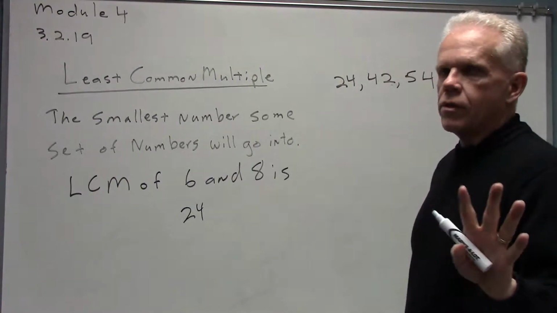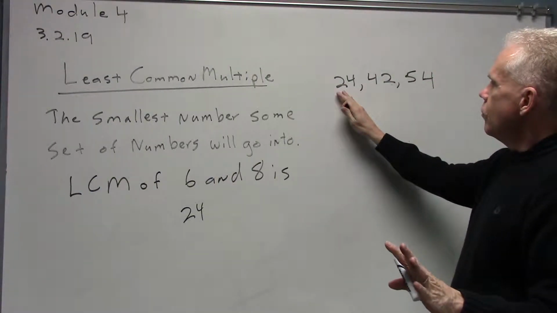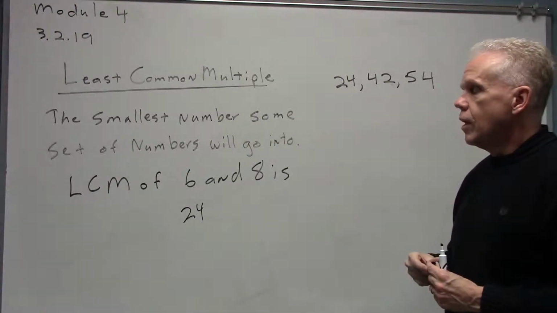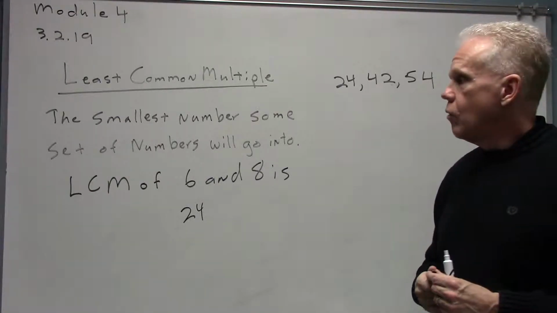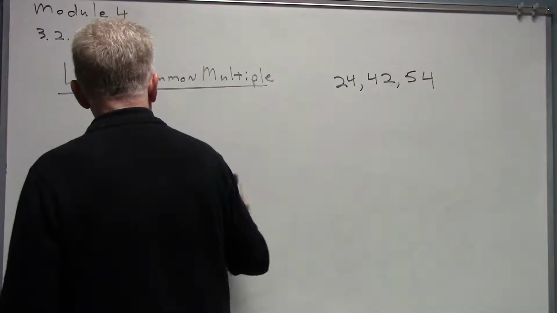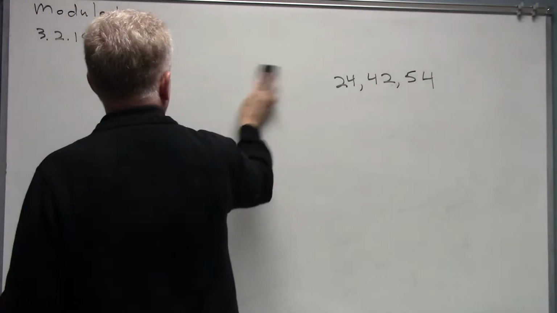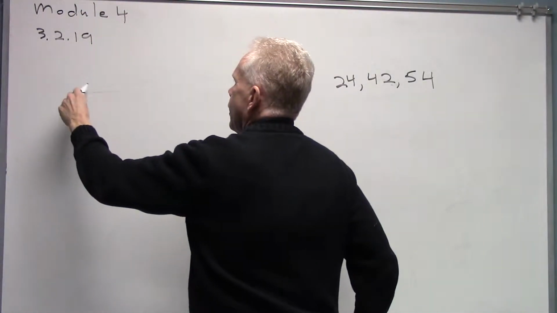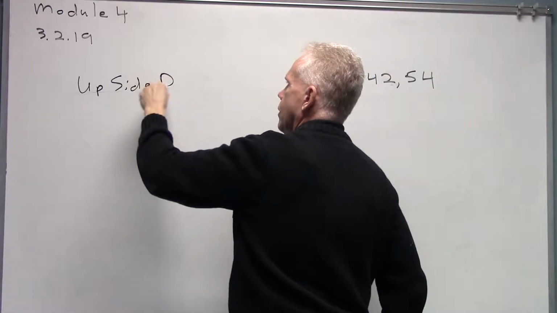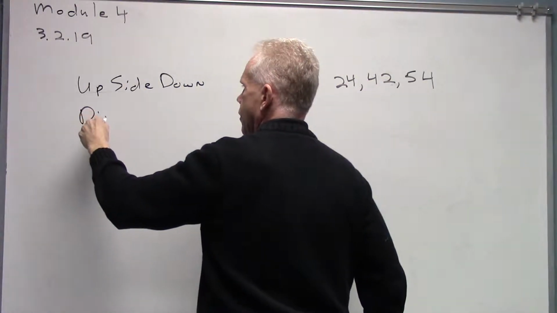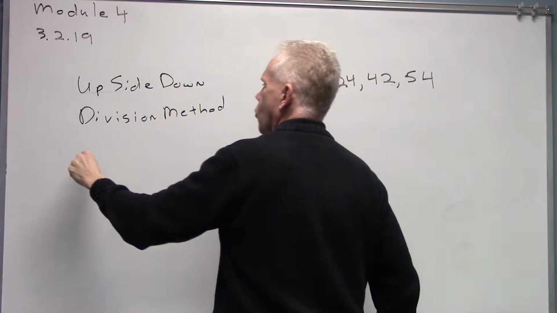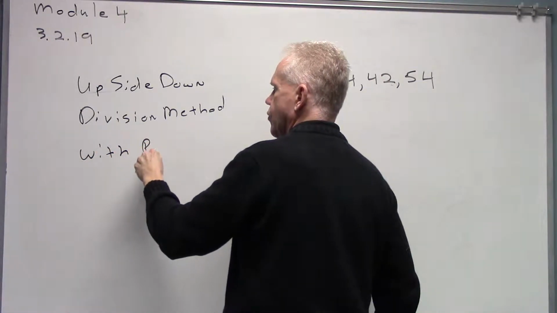Now, many times we'll be dealing with large numbers, and so for example, with the numbers 24, 42, and 54, and we want to find the least common multiple, the smallest they all go into, we won't be able to just look at those and tell what the LCM is. We'll need to have another method. And so what I want to get you guys to think about here is the upside down division method with prime factors.